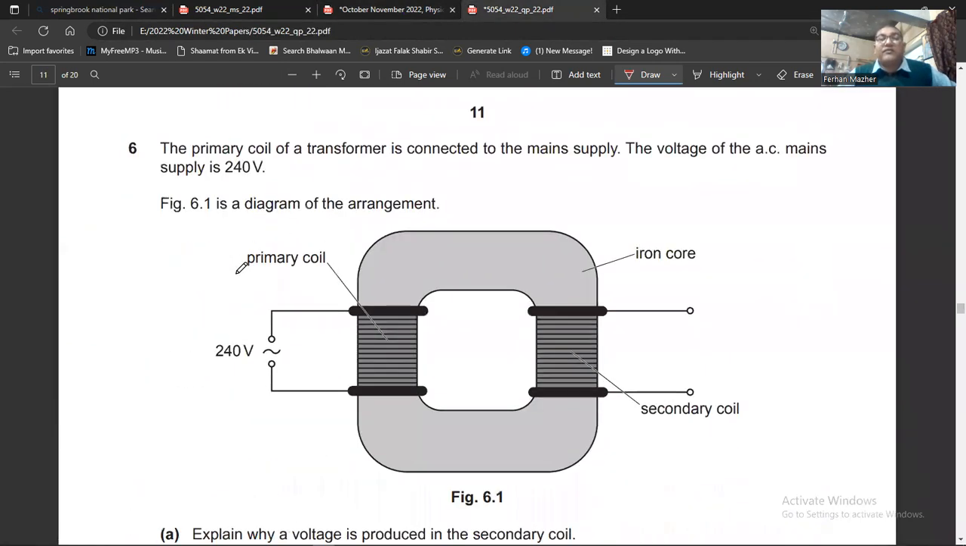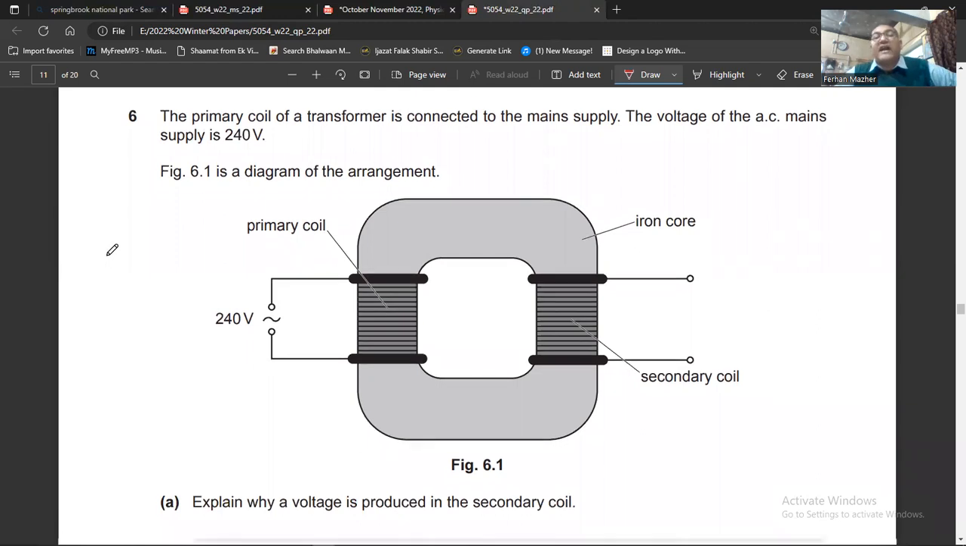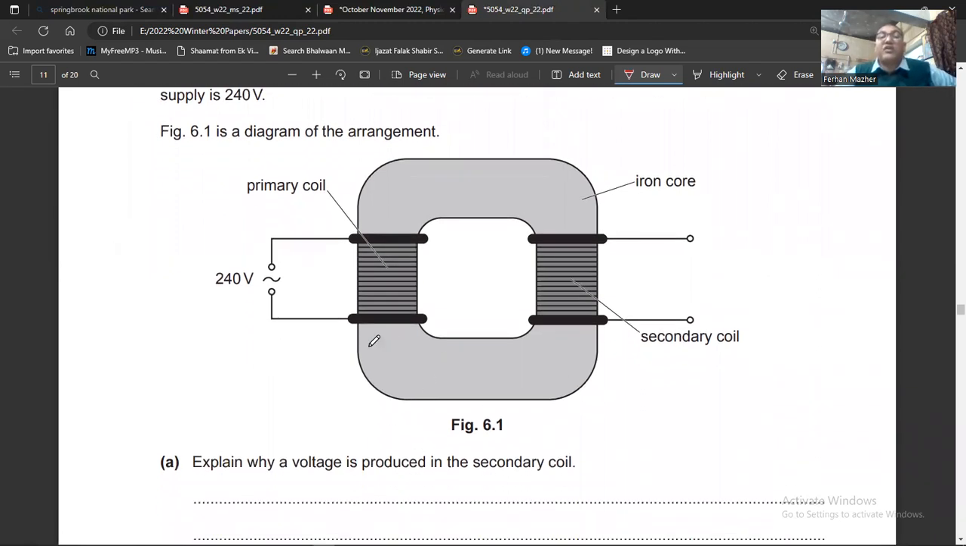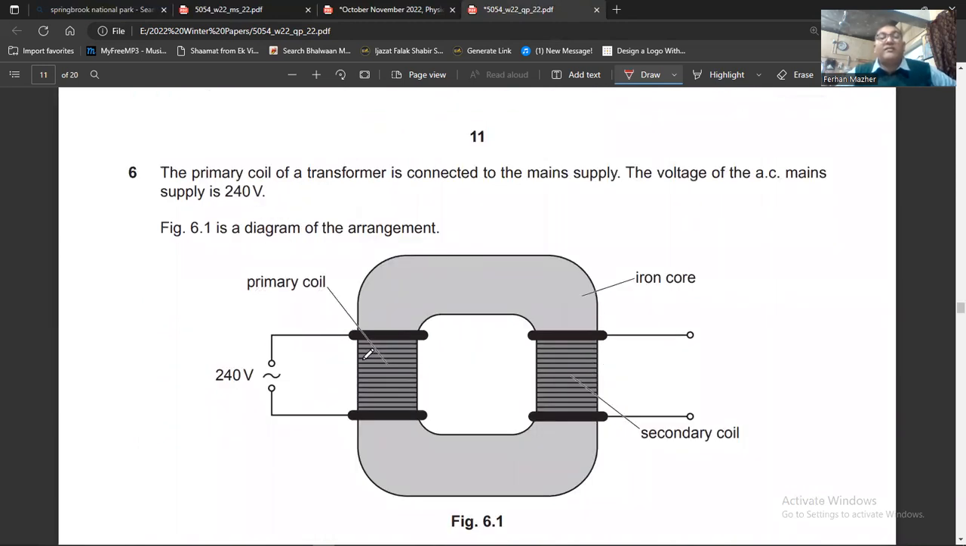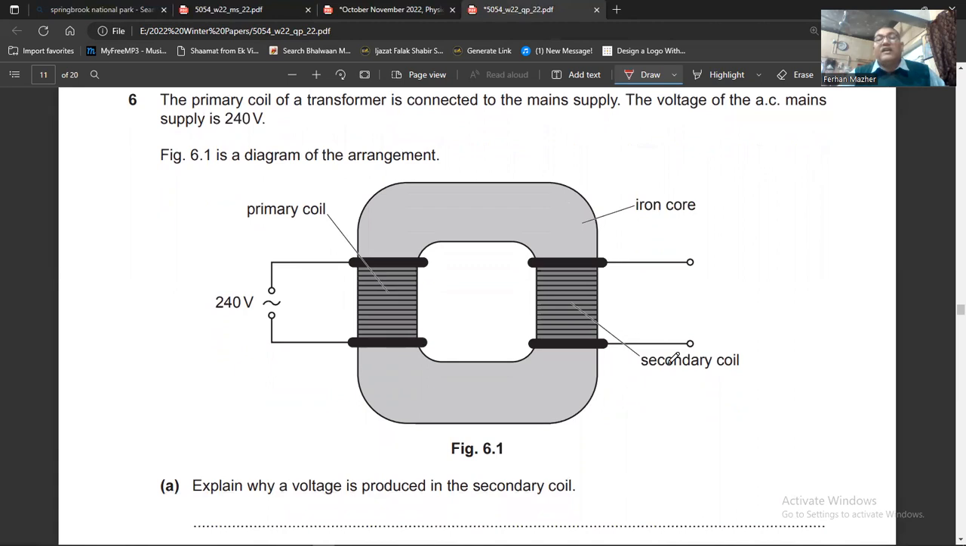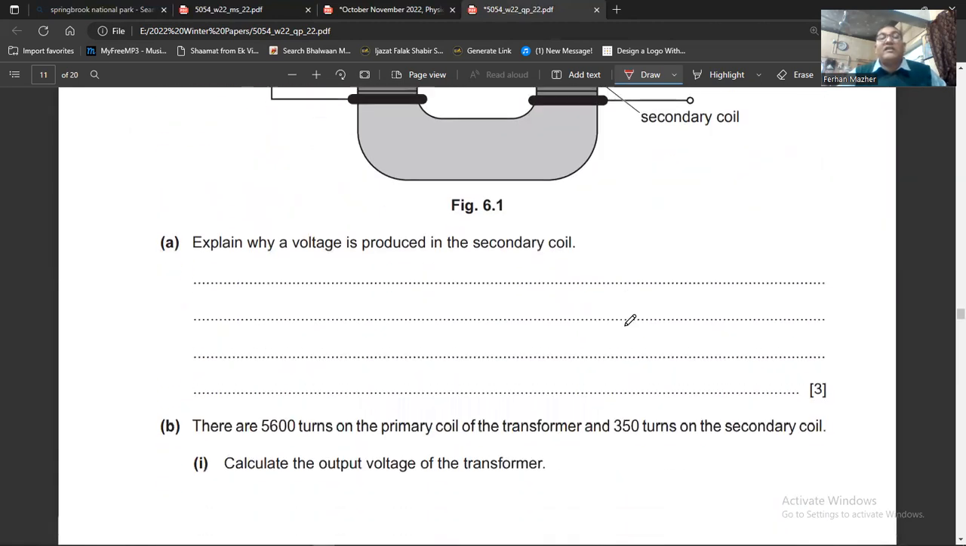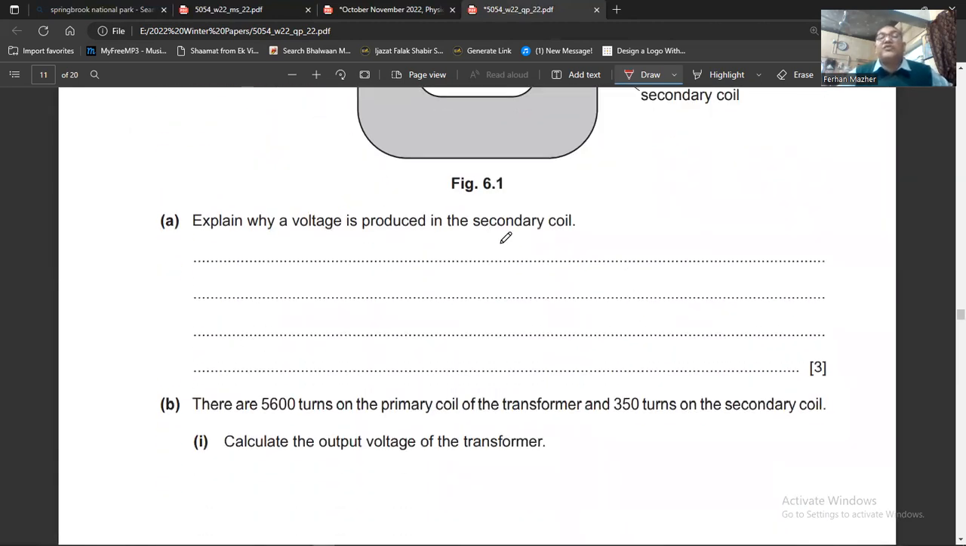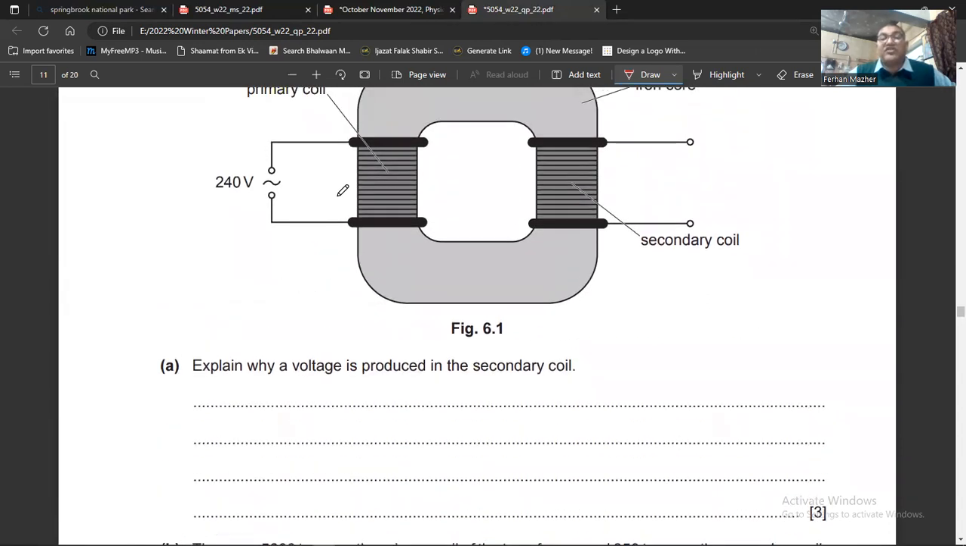And here we go. Question number 6. He says the primary coil of a transformer is connected to the mains supply. The voltage of the AC mains supply is 240 volt. Figure 6.1 is a diagram of the arrangement. So here we have a transformer. This is the primary coil. This is the secondary coil. Here we have the input of an AC supply, and the voltage is 240 volt. And here we have the secondary coil. He says, explain why a voltage is produced in the secondary coil. It's a 3 marks question.